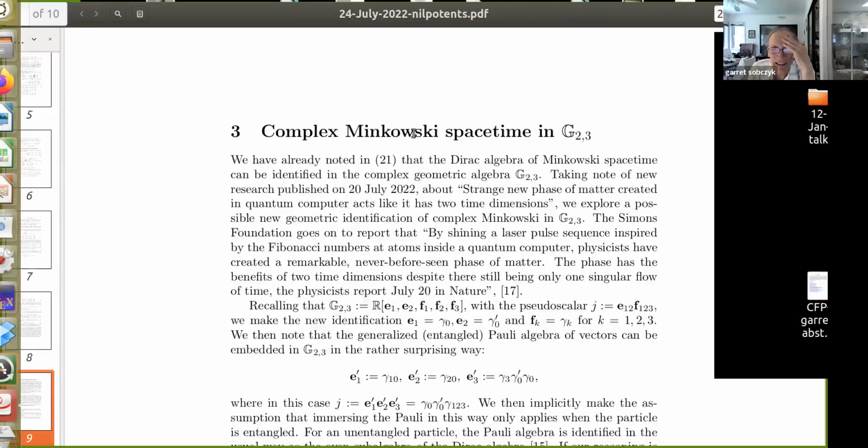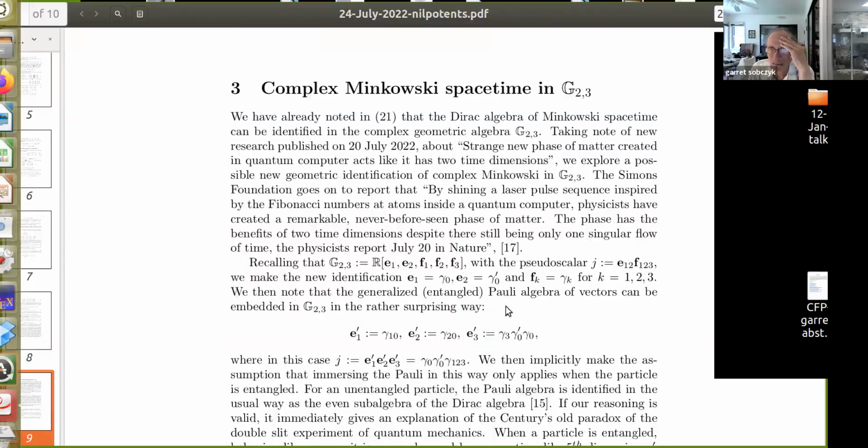I call that complex Minkowski space-time in G23. So G23, you can identify that with G22 complexified. So G23 is the same thing as G22 over the complex numbers, where the pseudoscalar element is defined to be E12 times F123. And we make the identification gamma 0, gamma 2, and so on like that.